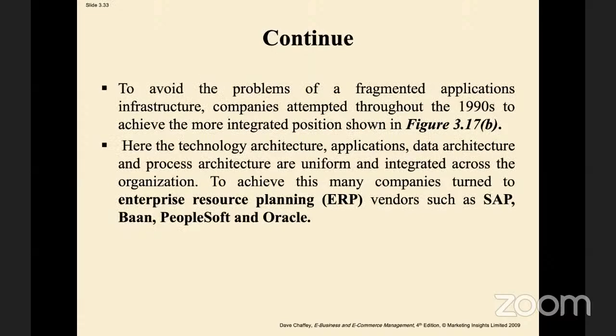Then, to avoid the problems of a fragmented applications infrastructure, companies attempted throughout the 1990s to achieve the more integrated position shown in figure 3.17b. Here, the technology architecture, applications, data architecture, and process architecture are uniform and integrated across the organization. To achieve this, many companies turn to enterprise resource planning vendors such as SAP, BAAN, PeopleSoft, and Oracle. So these are all the software we are using in different big companies nowadays.